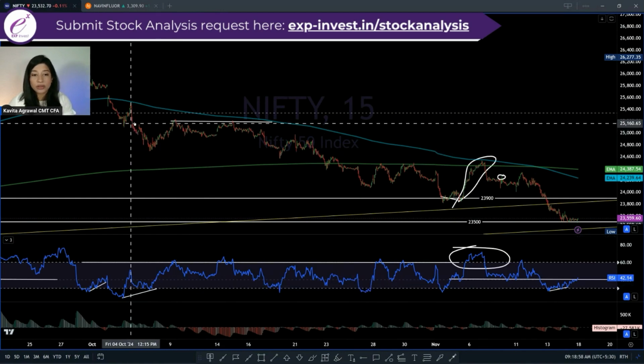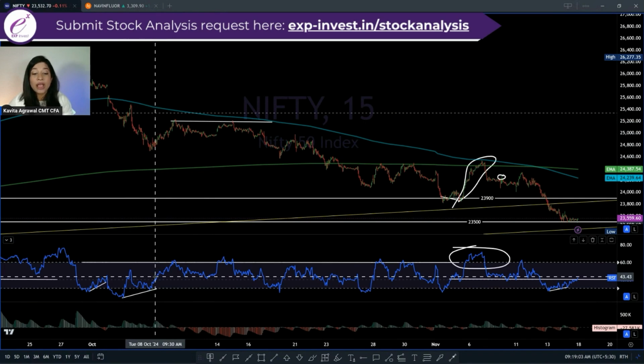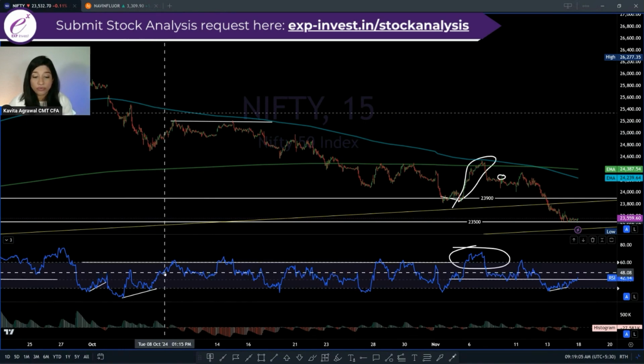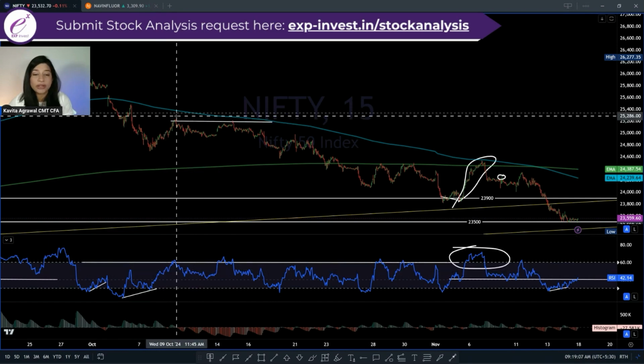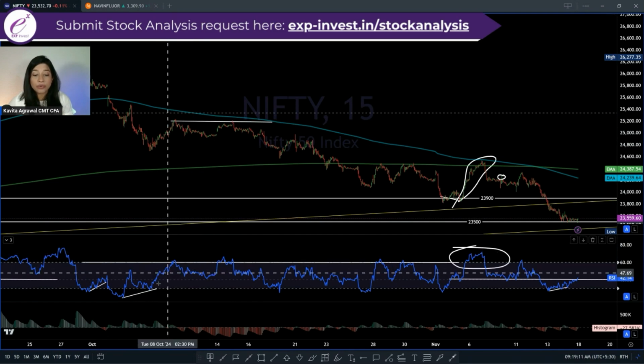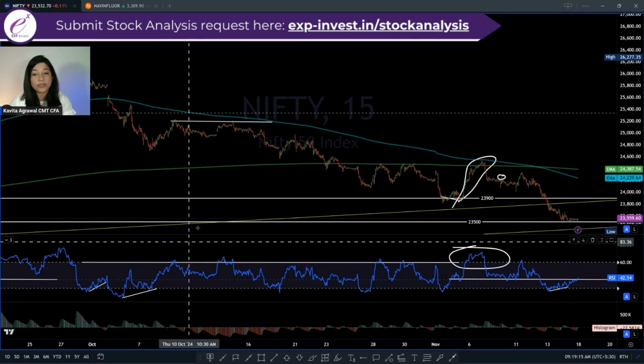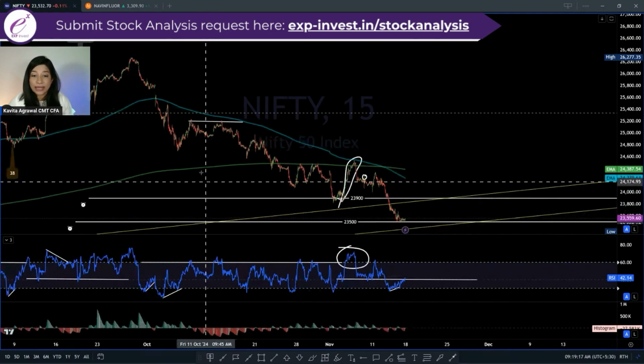Here there is a positive divergence again, as you can see is marked. The RSI did create a higher high way before the price did, and price actually ended up not creating a higher high here. In this situation, what had happened was that RSI created a higher high, went up, tested the level of 60 and continued to decline here.